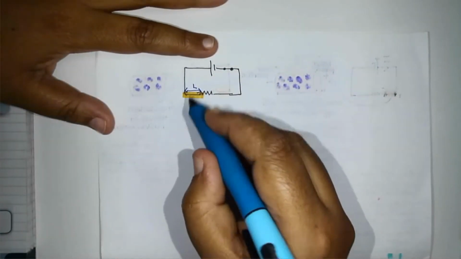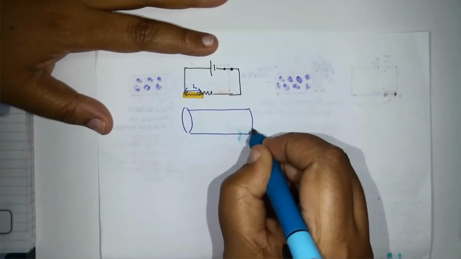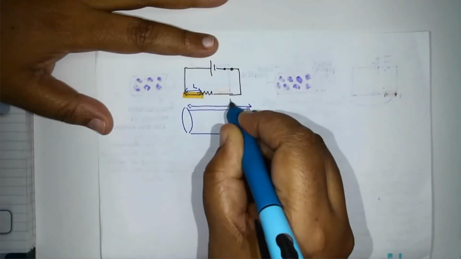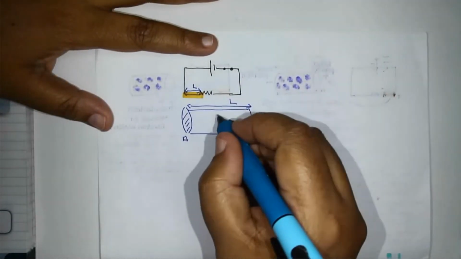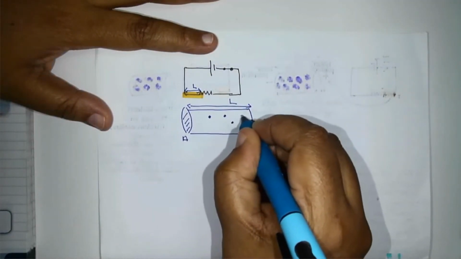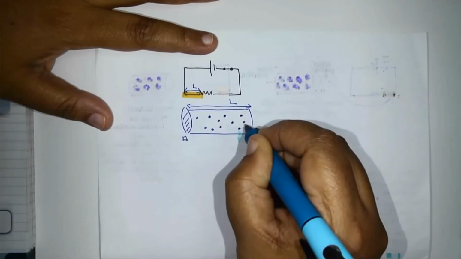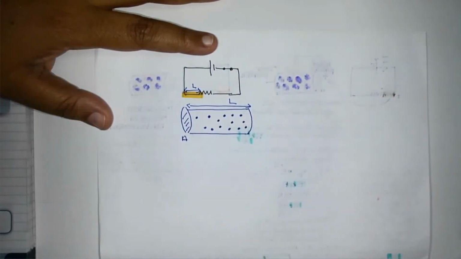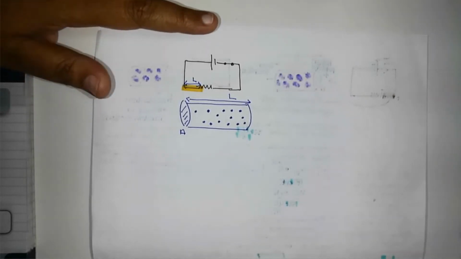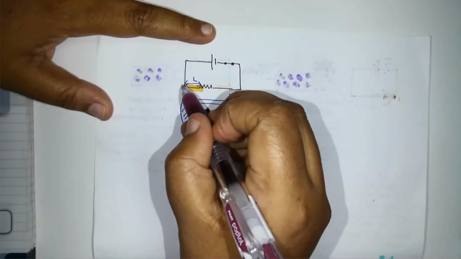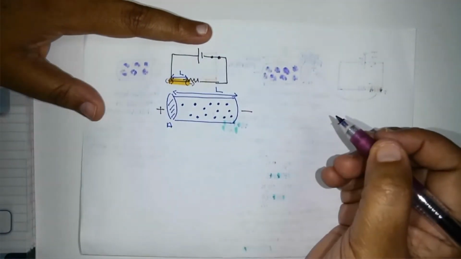Okay, so the wire of length L will look something like this. This is the length L, with area A. Then we have all the free electrons and, of course, all the positive ions or atoms. But we are just going to focus on the free electrons, since the drift is about the free electrons. Here is the positive potential, and here is the negative potential.